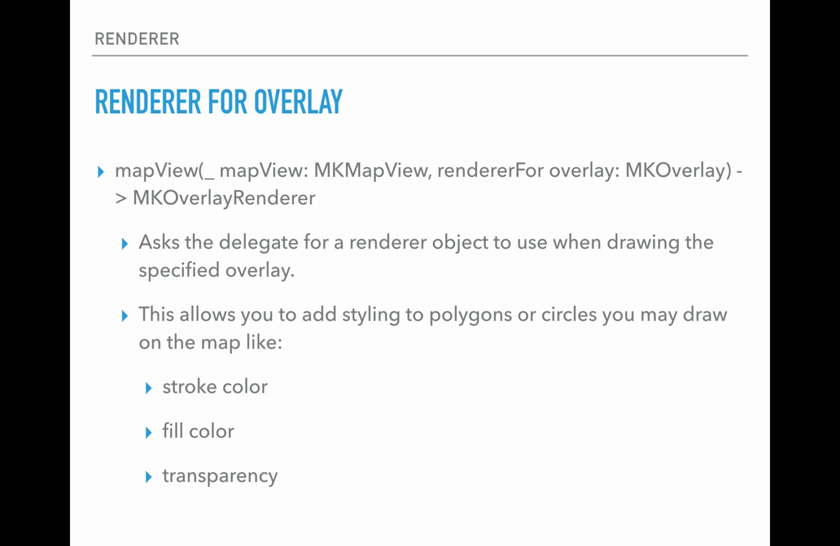The big thing to keep in mind here is you have to have this implemented in order for shapes to show up. If you add a circle or a rectangle to the map and you don't implement this function, you won't see anything on the map. It just won't render, because it can't find how to render that circle or rectangle on the map.